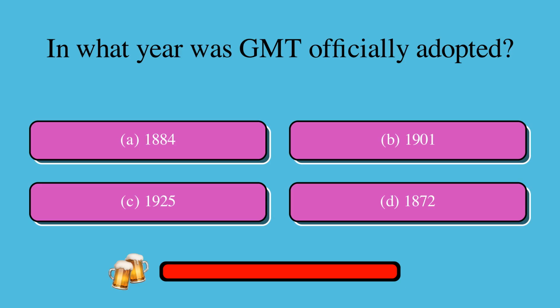In what year was GMT officially adopted? Is it A, 1884, B, 1901, C, 1925, or D, 1872? The correct answer is A, 1884.